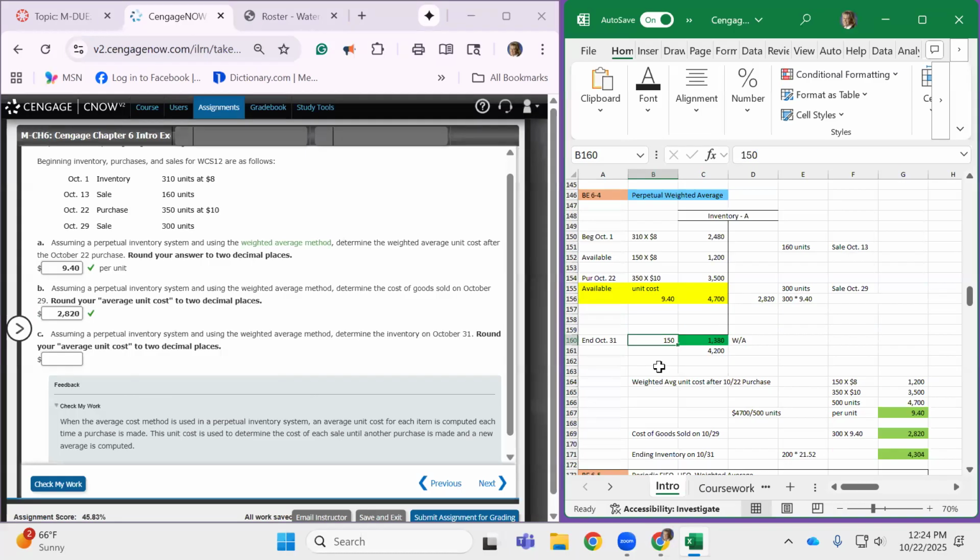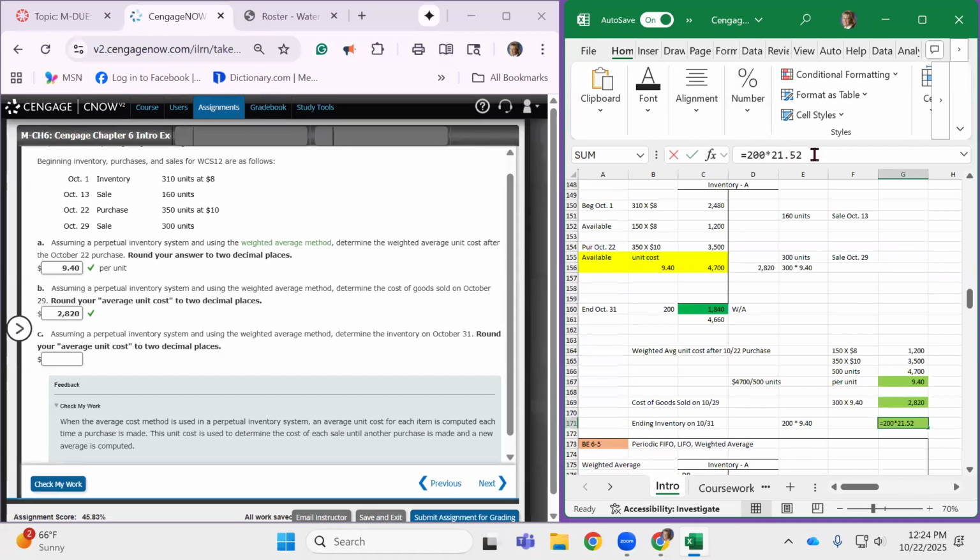And then the ending inventory should be, all right, 200 units because we had 500 minus 300, which is 200. And those should be 200 units at 940. Okay, now let me do the math here. This is the ending inventory. So you can definitely get very confused and off track.